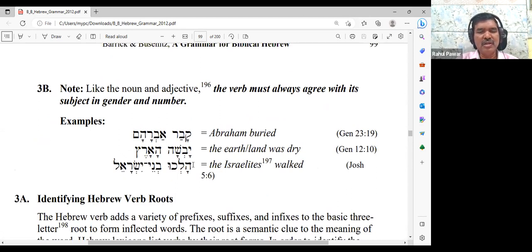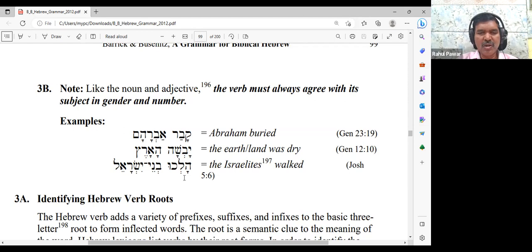Now, as we learned in the last course, the adjective agrees with the noun in number, gender, and definiteness. So it is with the verb. The verb must also always agree with its subject in gender and number. For example, Qaber Abraham. So Qaber, buried, is third person masculine singular, and Abraham is also masculine. So it is: Abraham buried. Then yavesha ha'aretz, the earth was dry.